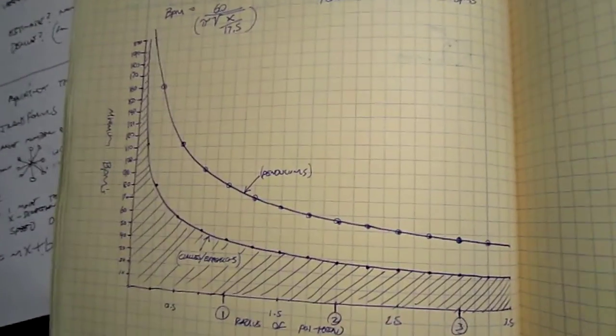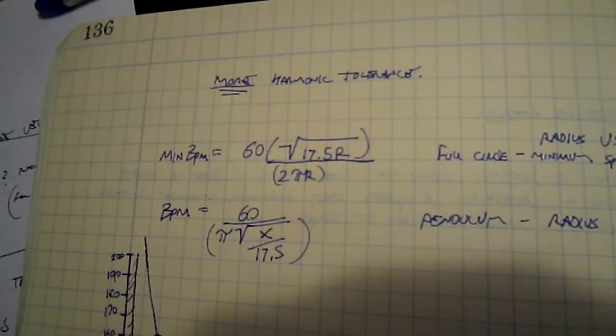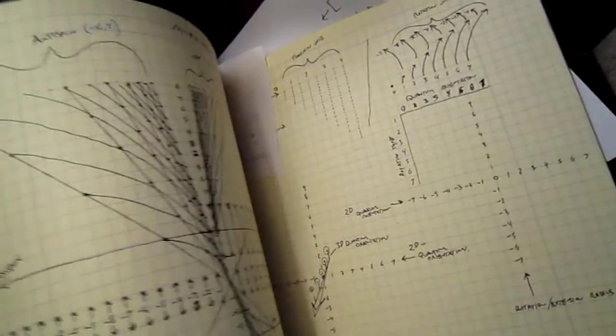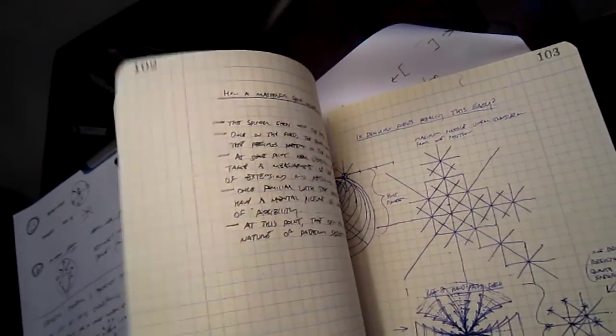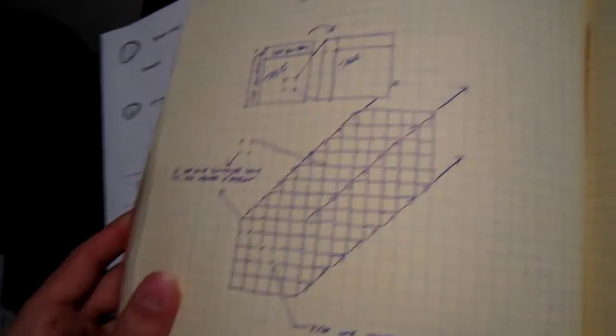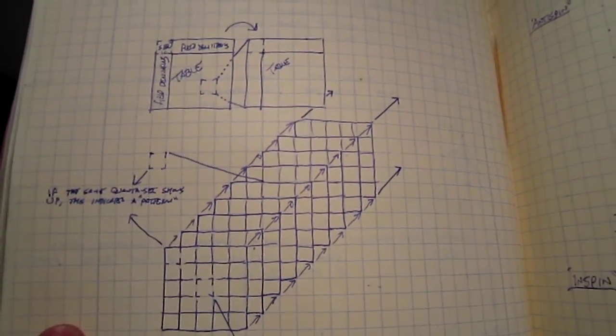What else? Harmonic tolerance graphs. These are going to become important later, especially equations like that. And I have a good drawing before I run out of time and batteries now. Let's see if there it is. Sort of like a nice drawing of how the quantum field tables iterate.